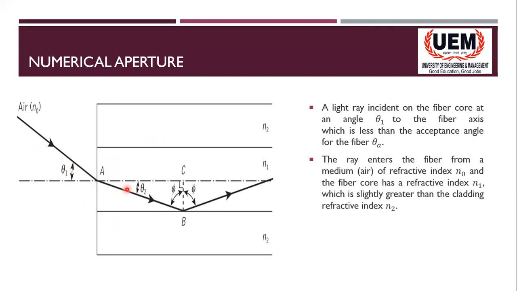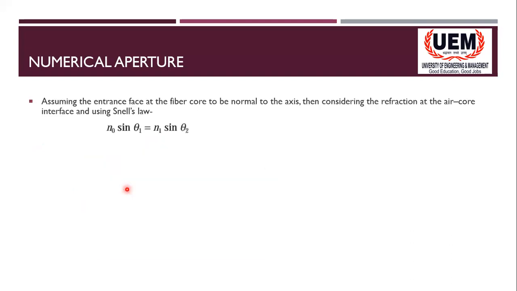So we can write that n naught sine theta 1 is equal to n1 sine theta 2, where theta 1 is the angle of acceptance and theta 2 is the angle of refraction which is caused inside the core. So this is our equation 1.